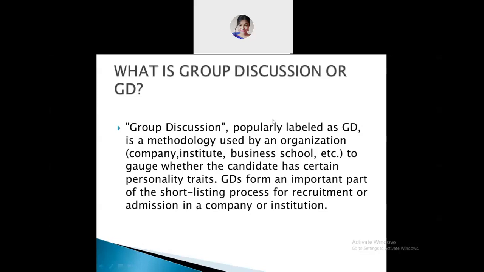Yes, ma'am. Have you understood? Now, will you be able to say what is a group discussion? Is the meaning clear? Is the concept clear? Okay.